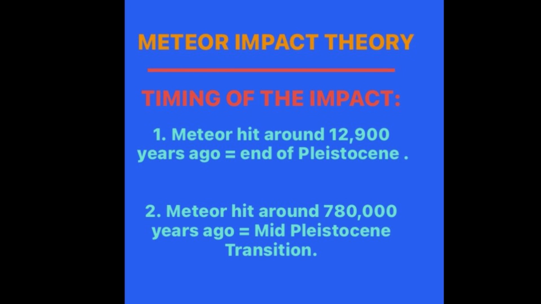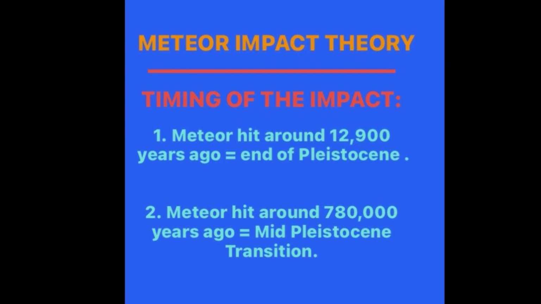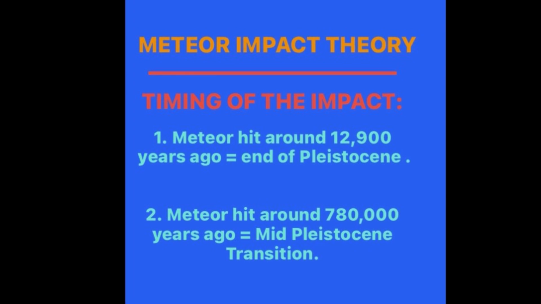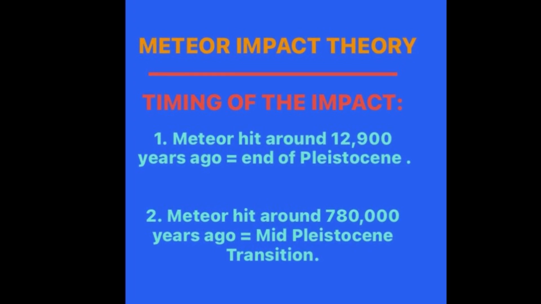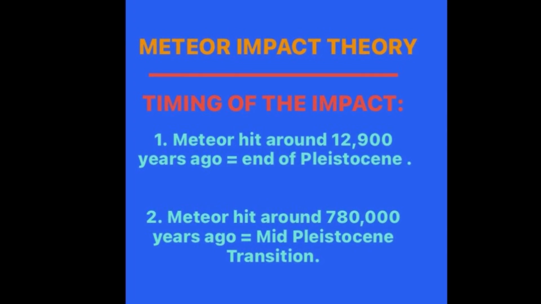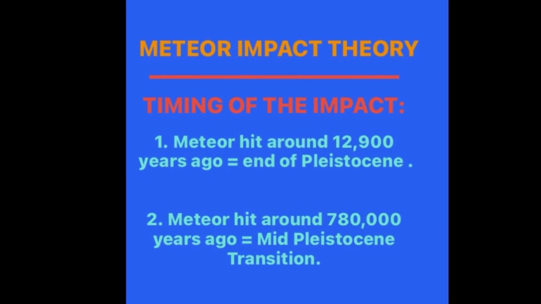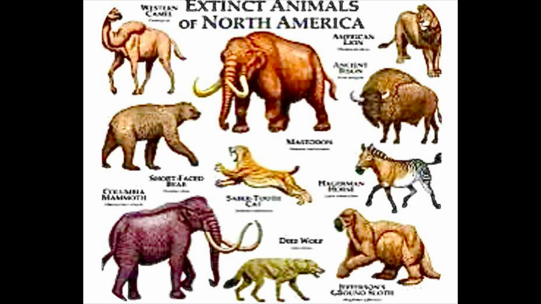Let's look at two ideas about the timing of this meteor impact. The first idea says the meteor impact was at about 12,900 years ago, right at the end of the Pleistocene Ice Age. This impact timing idea actually claims that the meteor facilitated the extinction of the North American megafauna.